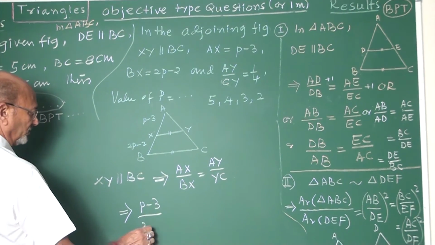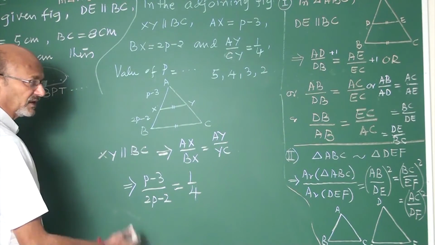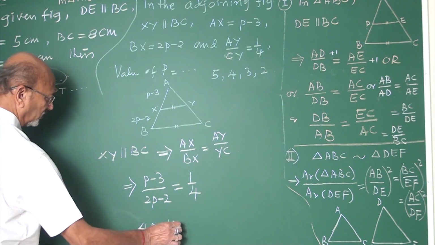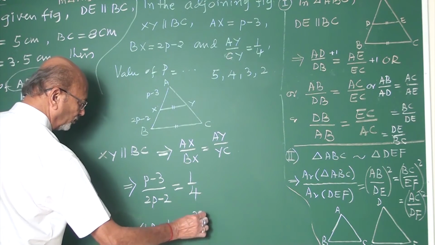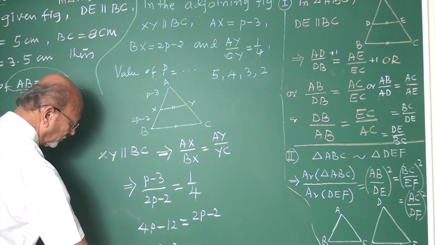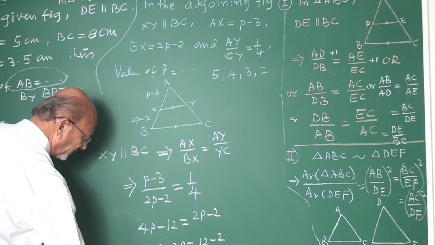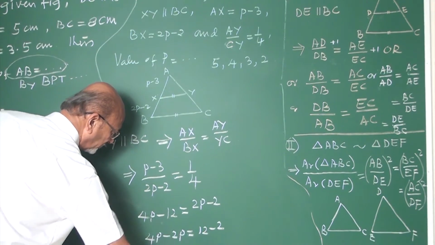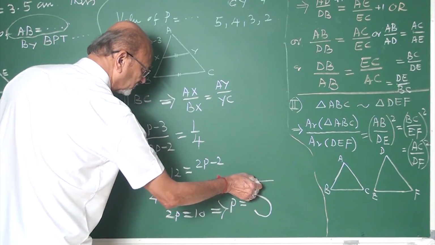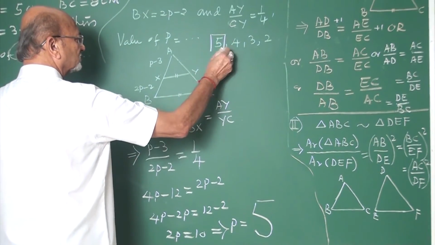What is the value of the denominator? 2P minus 2. What is the ratio? Ratio is given as 1 by 4, my friends. Rest is simplification. 4P minus 12 equal to 1 into 2P minus 2. 4P minus 2P, minus 12 becomes plus 12 minus 2. My friend, 2P is 10. Then tell what is the value of P, my friend. P is 5. Yes, which option is the answer? First option is the answer, my friends.